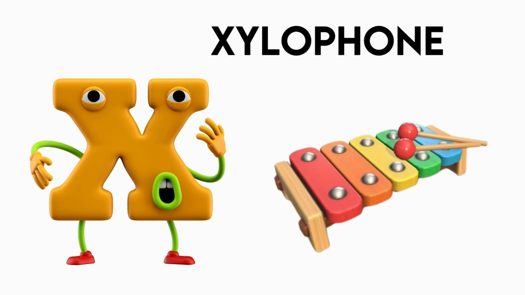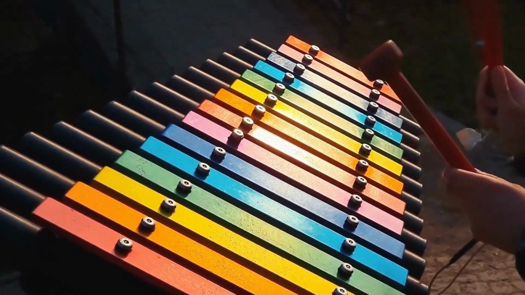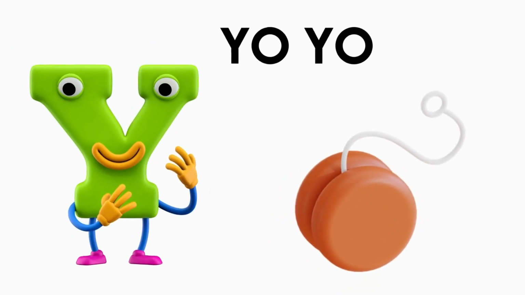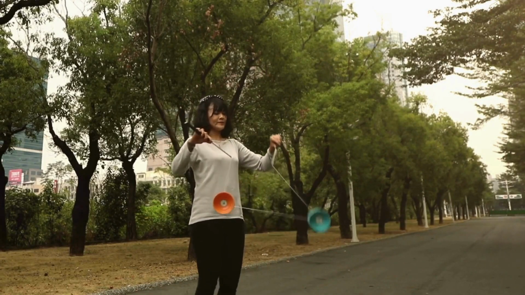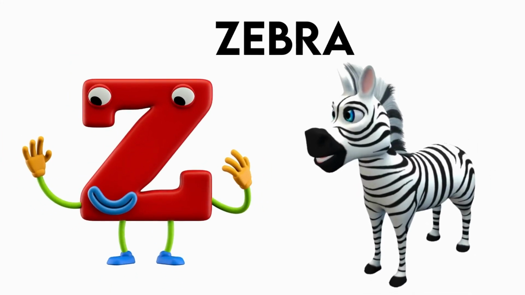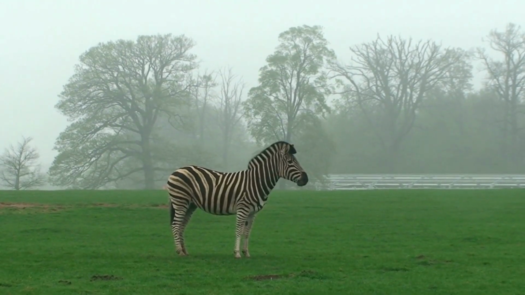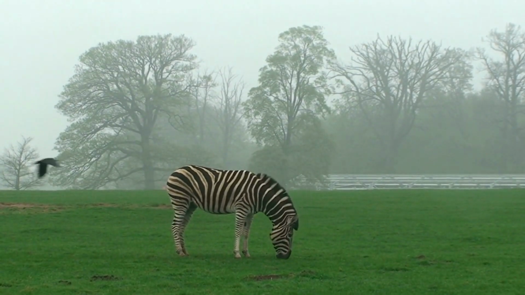X is for xylophone, x x xylophone. Y is for yo-yo, y y yo-yo. Z is for zebra, z z zebra.